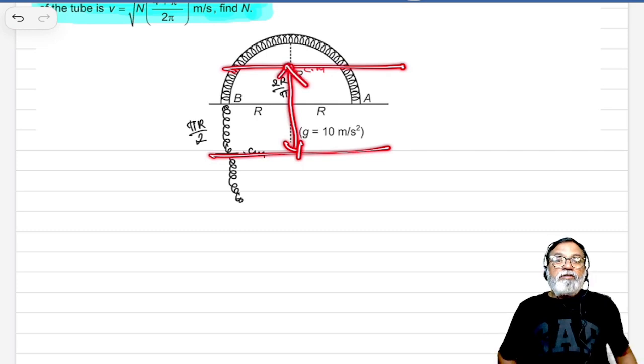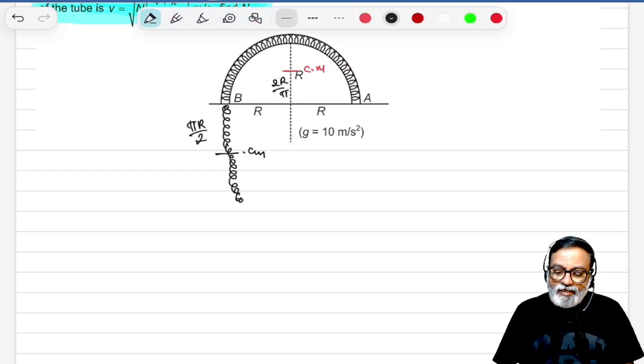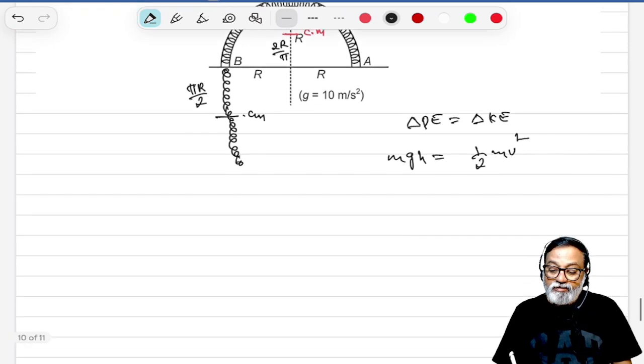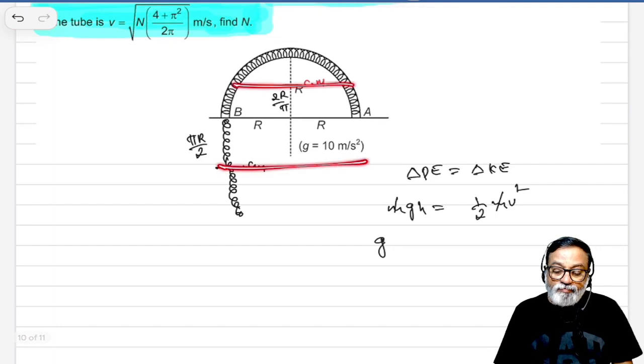Therefore, the decrease in potential energy is equal to the increase in kinetic energy. Therefore, delta P is equal to delta KE. Therefore, this is mgh is equal to half mv square. Initially it is at rest. M cancels. G into h means here the total distance between these two centers.